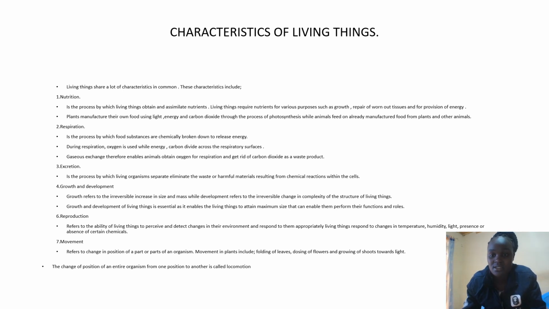Respiration occurs in 2 types, whereby we have aerobic respiration and we have anaerobic respiration. In aerobic respiration, it entails the use of oxygen and releases energy and carbon dioxide across the respiratory surfaces, the same as anaerobic respiration. The difference is that in aerobic there is use of oxygen, but in anaerobic respiration there is no use of oxygen. Then number 3 is excretion.